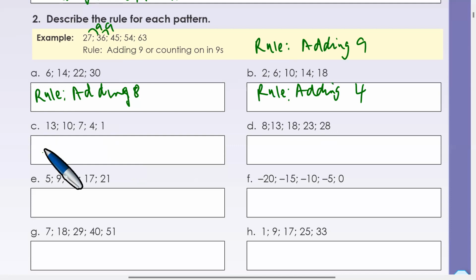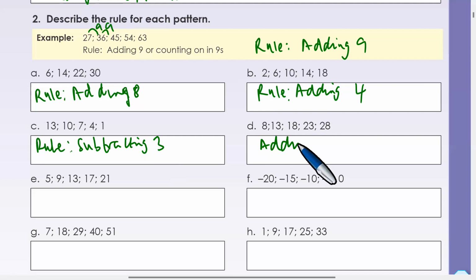Okay, let's look at this one in C. What is the rule in C? So adding, I mean, we are subtracting 3. Well done. We are subtracting 3. Okay, in D, so we are adding 5. We are adding 5. Too easy. Adding 5 is the rule.